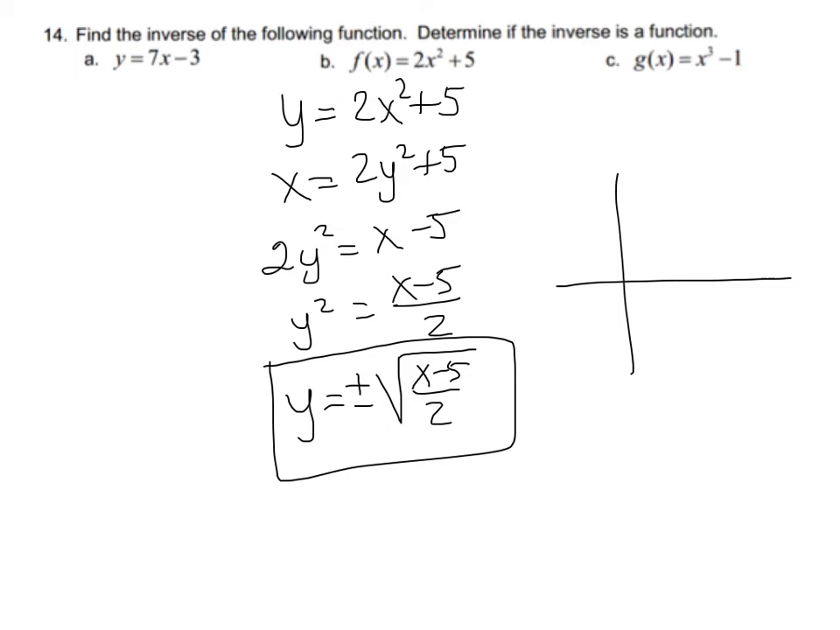Let's see here, when x is 5, this whole thing is 0. Here is the positive square root of x minus 5 over 2. Here's the negative square root of x minus 5 over 2. And there is the failure of the vertical line test, so no, it is not a function.